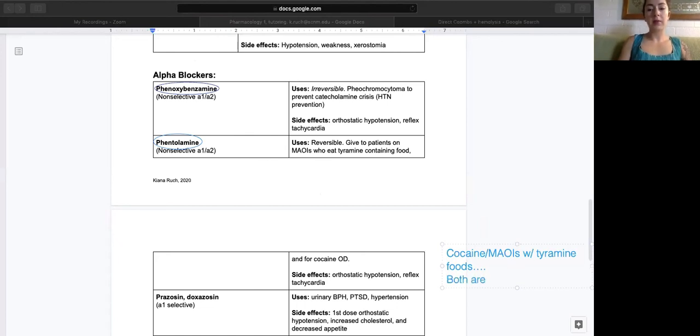both are going to raise the blood pressure. Cocaine, just because of its mechanism of action, but people on MAOIs, when they eat tyramine-containing foods, one of the metabolites actually raises the blood pressure, and that's why they're not supposed to eat tyramine-containing foods. But phentolamine can help counteract that, so then the blood pressure doesn't go too high in these patients. So it's a non-selective alpha 1 and alpha 2 blocker. And hopefully from that image below, we know what alpha 1 and alpha 2 are good for.